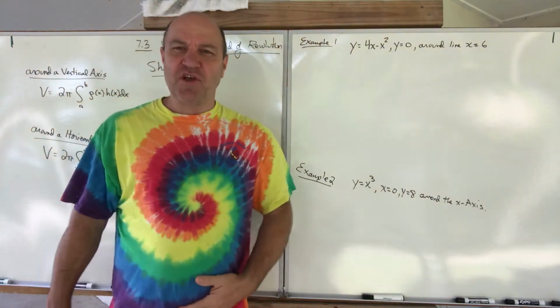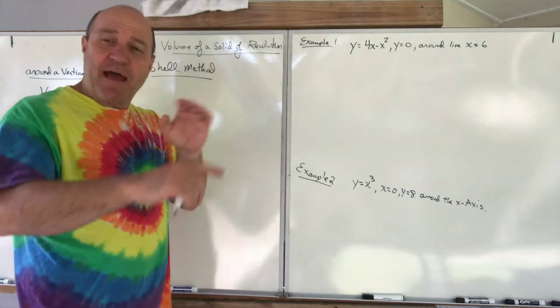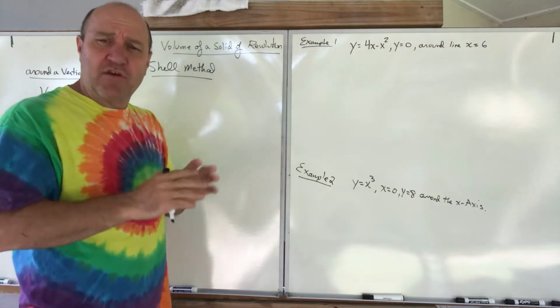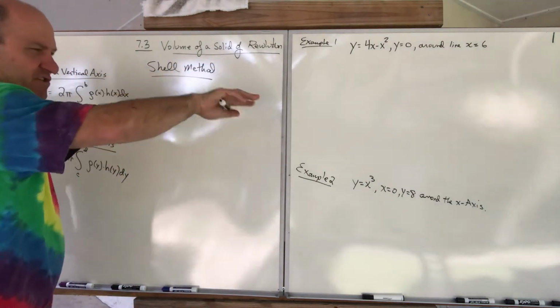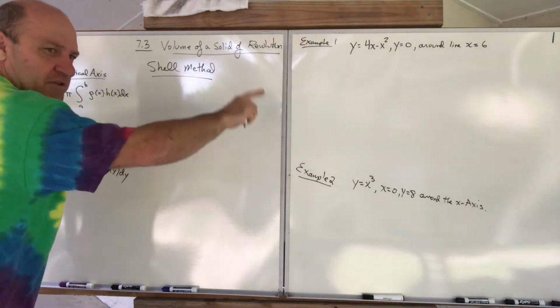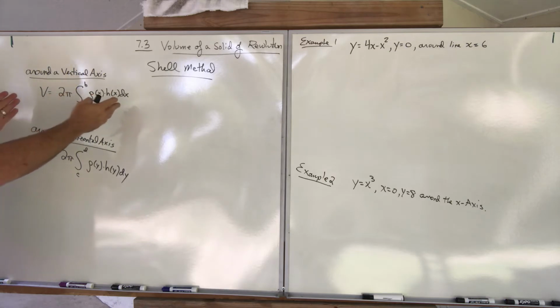Let's do a couple more shell method problems. We're in section 7.3, learning how to do the volume with a new method called the shell method. So it's still a solid of revolution. I got a couple examples I'll get to, but let me point out the formulas are these again.